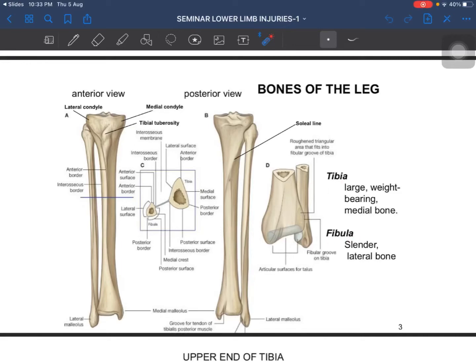Tibia and fibula. The tibia is the large weight-bearing medial bone. So this is the tibia, and the fibula is the slender lateral bone. So this is the fibula. There are 3 surfaces and 3 borders for both tibia and fibula.